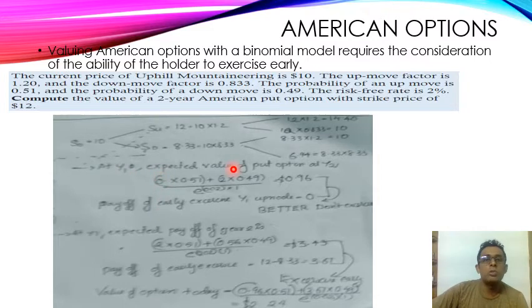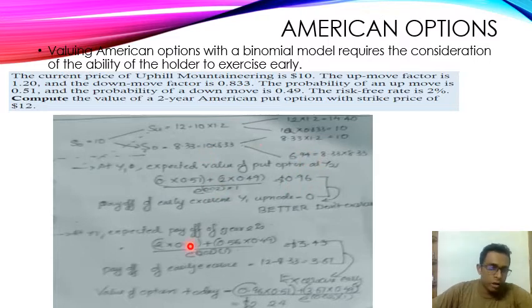Standing at SU, if it goes to 14.4, since it is a put option and the value of the stock has increased, I won't be exercising the option, I'll be lapsing it. So 0 into 0.51. In the down move it is 10 and my strike is 12, so the stock is lesser than my exercise price and I'll be exercising the option. Since it is a put option, I have a right to sell at 12, so I'll gain 2, 2 into 0.49, and I'll be bringing this back to year 1 by discounting with e raised to 0.02 into 1 year, which gives me 0.96.